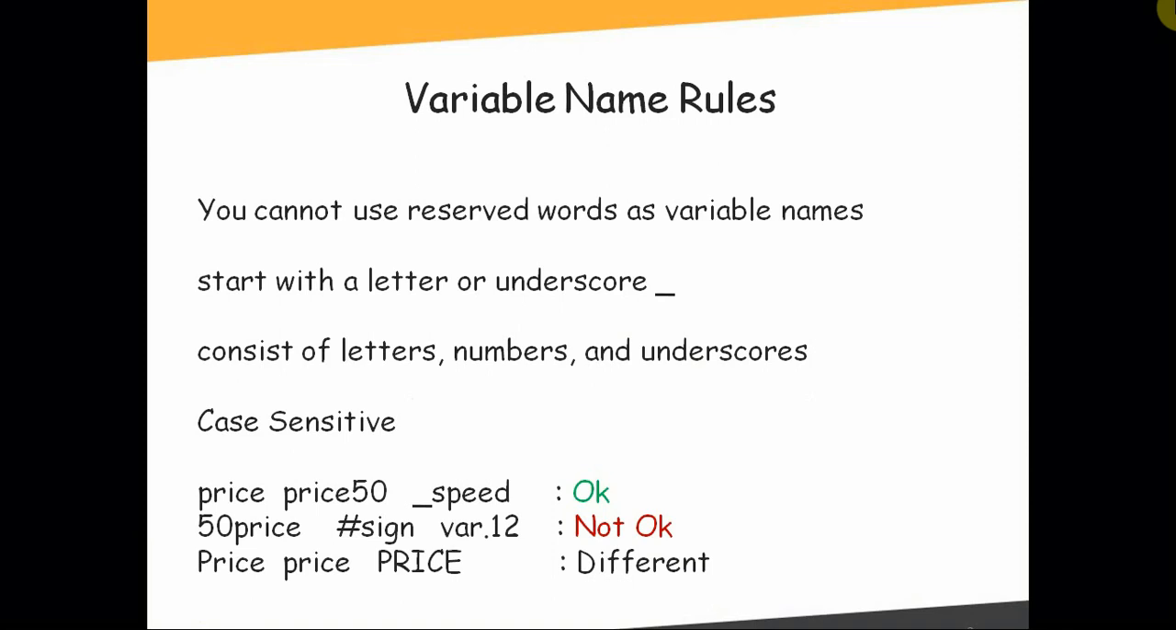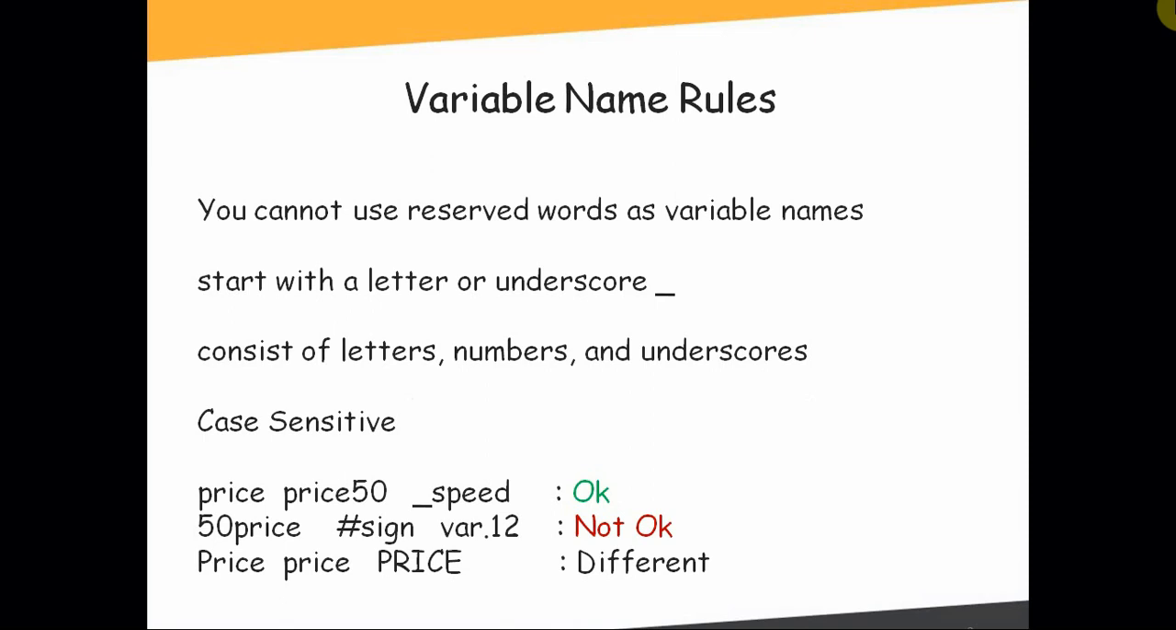We have some rules for defining variable names. We cannot use reserved words for variable names, and a variable name should start with a letter or underscore. It should not start with numbers or any symbols. The only allowed symbol is underscore. The variable name can start with an underscore or a letter. It can consist of letters, numbers, underscore, but it should begin with a letter or underscore symbol. And also the variable name is case sensitive.